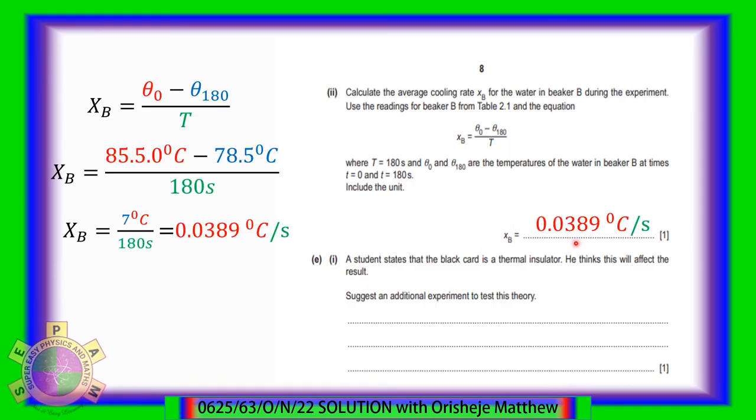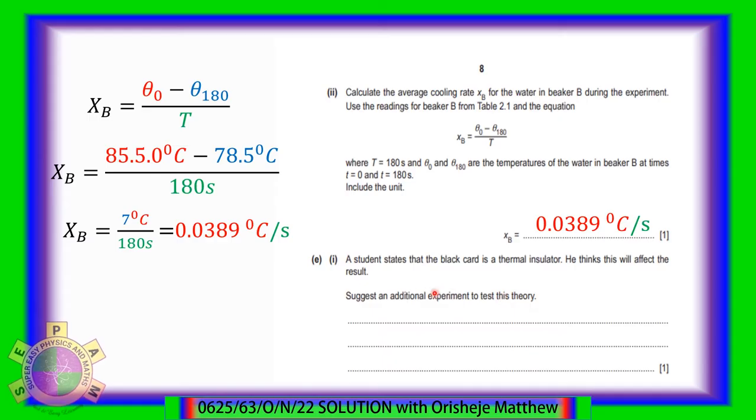So the cooling rate for beaker B is this. You can see that a student states that the black card is a thermal insulator. He thinks this will affect the result. Suggest an additional experiment to test this theory. Now, if the card covering the container is an insulator, it affects the rate at which heat is transmitted between the container and the surrounding.